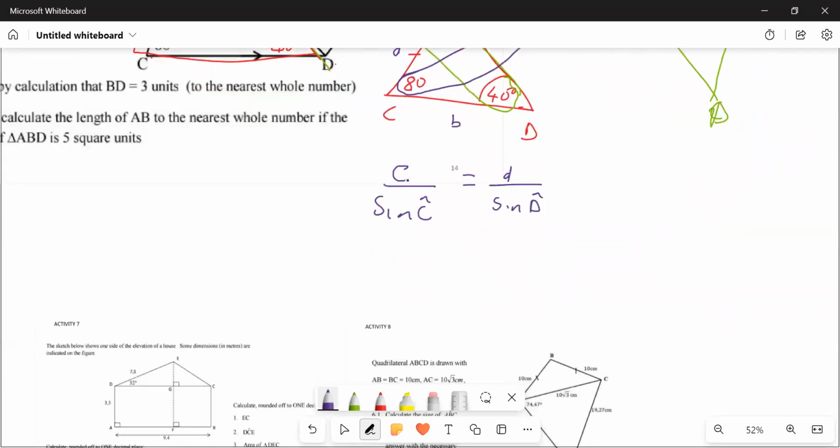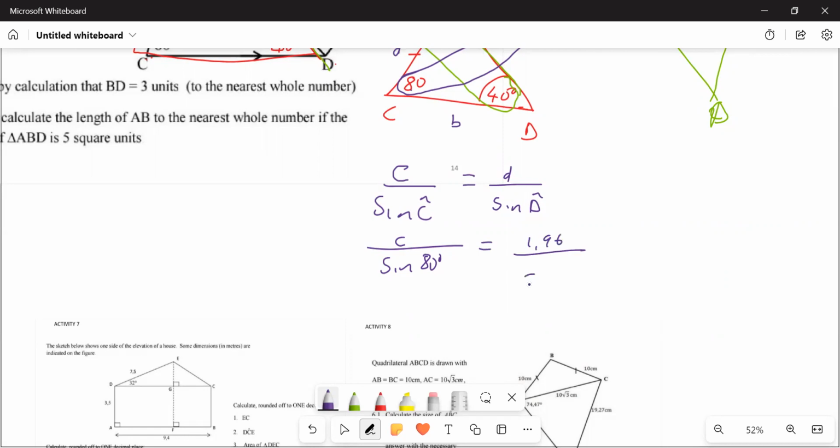And then from here, it's a matter of substitution. You have c all over sine of 80 degrees, which is going to be equal to, you know what is d? What is d?